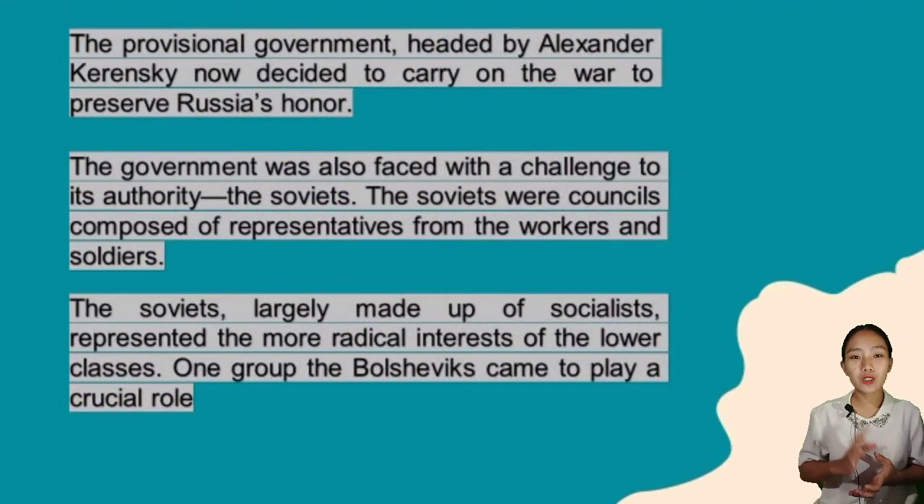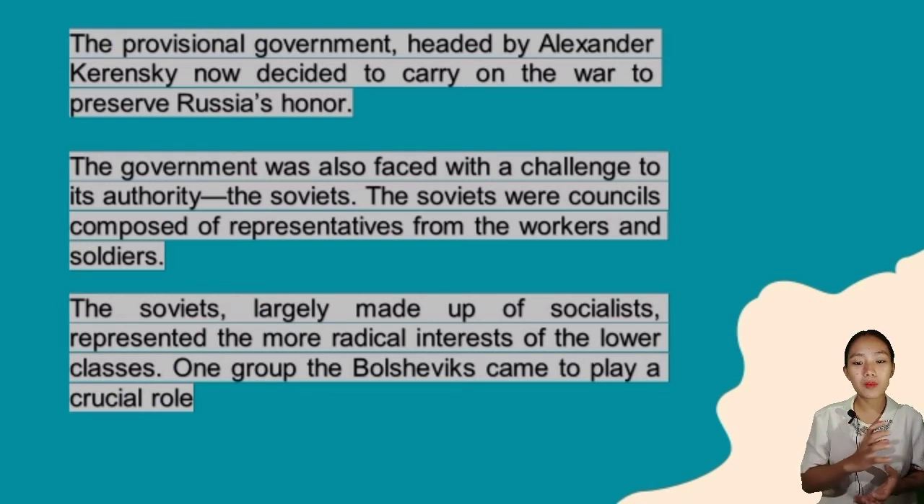So the provisional government, headed by Alexander Kerensky, now decided to carry on the war to preserve Russia's honor. The decision to remain in World War I was a major blunder. It satisfied neither the workers nor the peasants, who, tired and angry from years of suffering, wanted above all an end to the war. The government was also faced with a challenge to its authority, the Soviets.